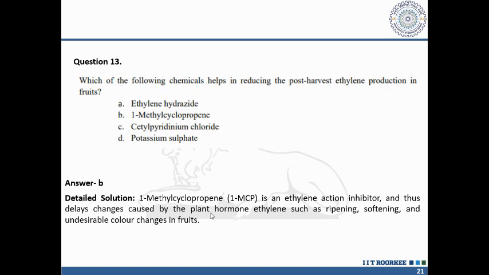If the ripening process is very slow, then ripening will happen slowly, and the decaying will also be slow. So to slow the ripening process, 1-methylcyclopropene is used to inhibit ethylene production. So option B is the correct answer.